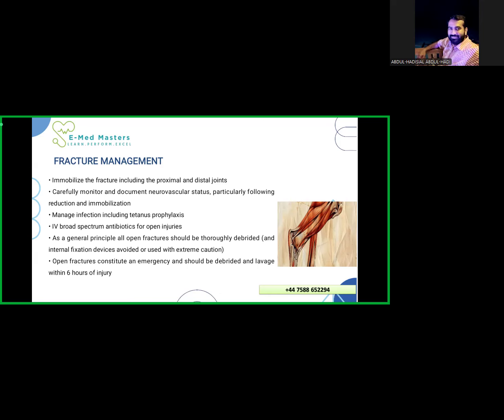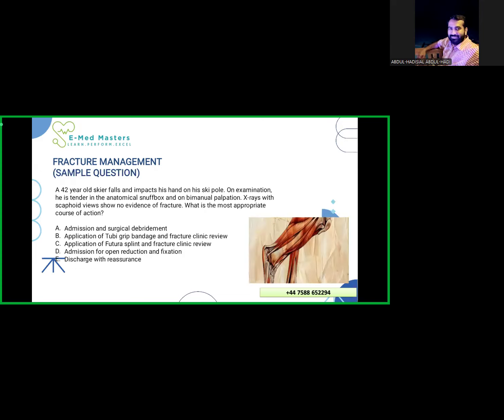And before transferring the patient to the theater, you have to give antibiotics. You have to give tetanus prophylaxis according to the tetanus protocol. You have to ask about the vaccination protocol, the immunization state of the patient, and then give the tetanus prophylaxis. And IV antibiotics should be given in all open injuries.